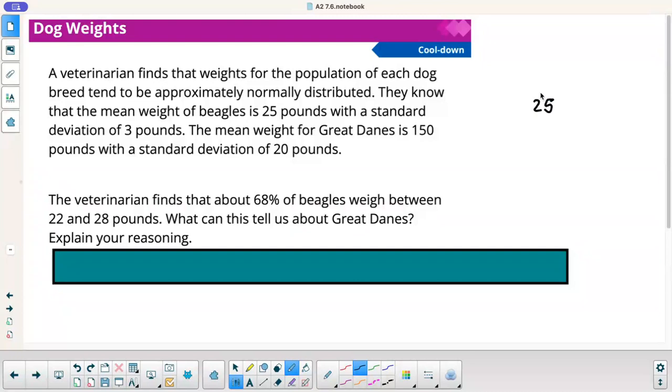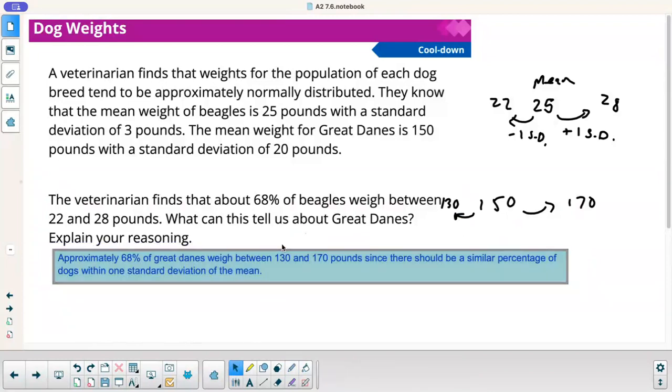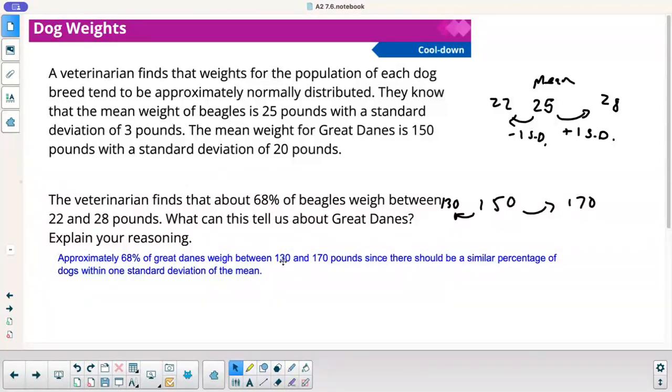So beagles, let's see here. Beagles is 25 for my mean. So if I go up 1 standard deviation, I end up at 28. And if I go down 1 standard deviation, I end up at 22. So that's how I get the 22 to 28. So within 1 standard deviation of 150, so my 150 for my mean, if I go up 20, that takes me to 170. If I go down 20, that takes me to 130. So that makes me realize that approximately 68% of Great Danes weigh between 130 and 170 pounds, since there should be a similar percentage of dogs within 1 standard deviation of the mean.